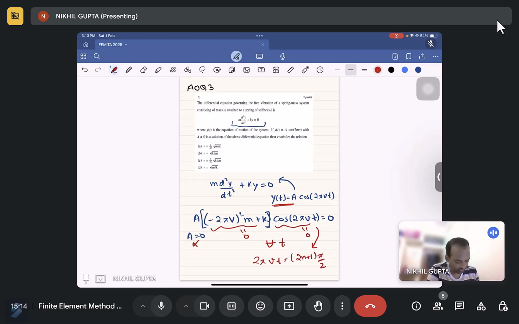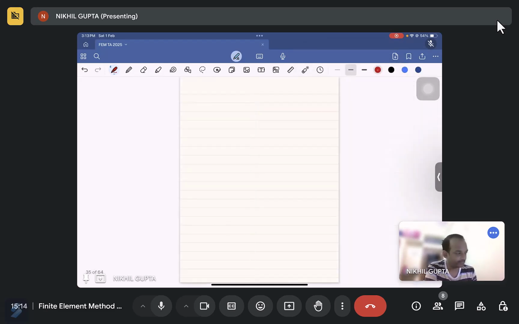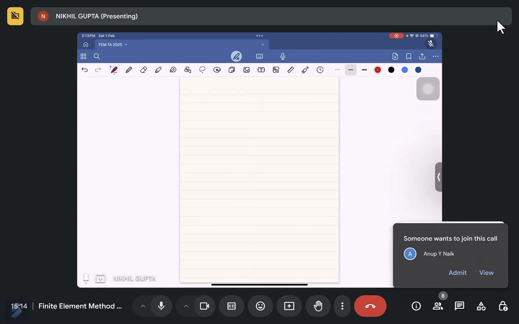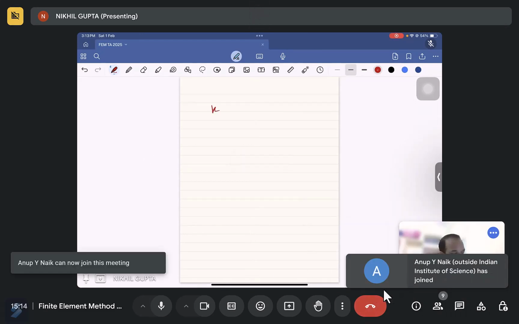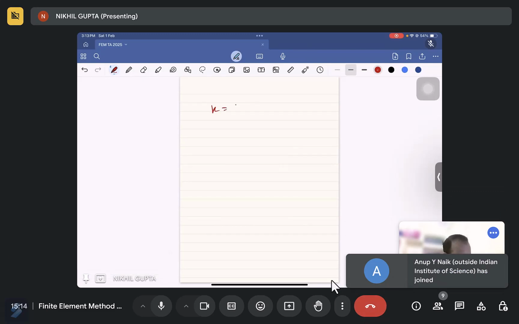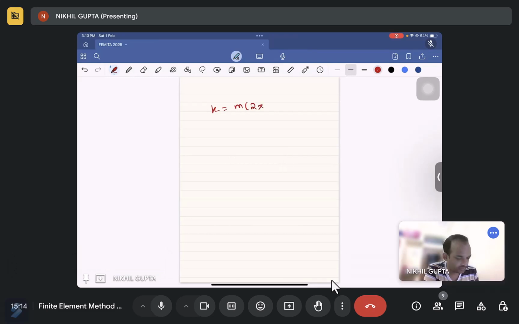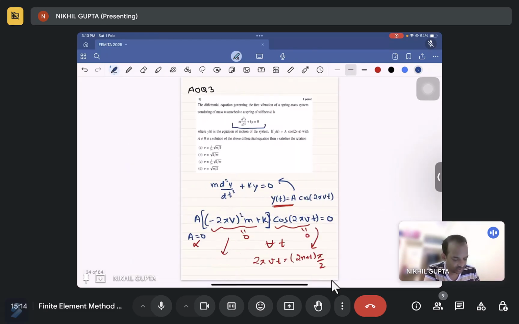Otherwise, if you solve from these equations, what you will get is k as m times 2 pi v whole square. So if you solve this equation, you will get the solution as v is equal to 1 by 2 pi under root k by m. So if you see the solution, this is the C part.